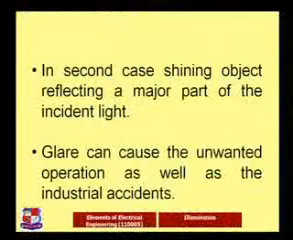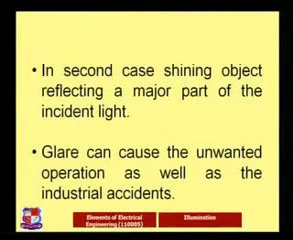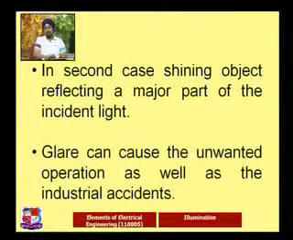The second one is the indirect glare, where a shining object or some reflecting part reflects the light, and that can create the glare. So glare can cause unwanted operation. Unwanted means we don't want it, and it is going to create low efficiency and accidents, and many times major accidents at the industrial site. So absence of the glare is a very important point in the design of the lighting scheme.